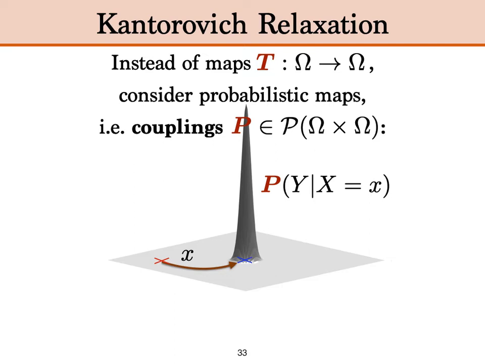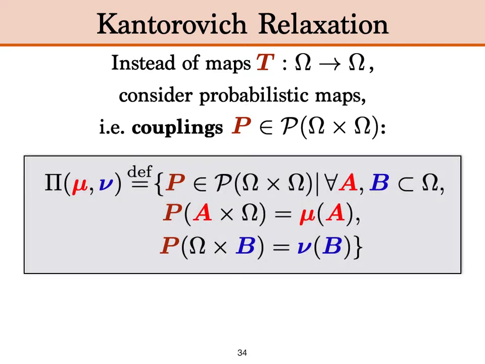And if you just glue together all those conditional distributions, you will get a coupling. And a coupling is a joint distribution, a distribution on the set omega times itself, such that it has all of the right marginals that you want. So, in other words, for every set A and B in omega, the marginal of the coupling according to the second variable on that set A would be mu of A, and the marginal would be nu of B.